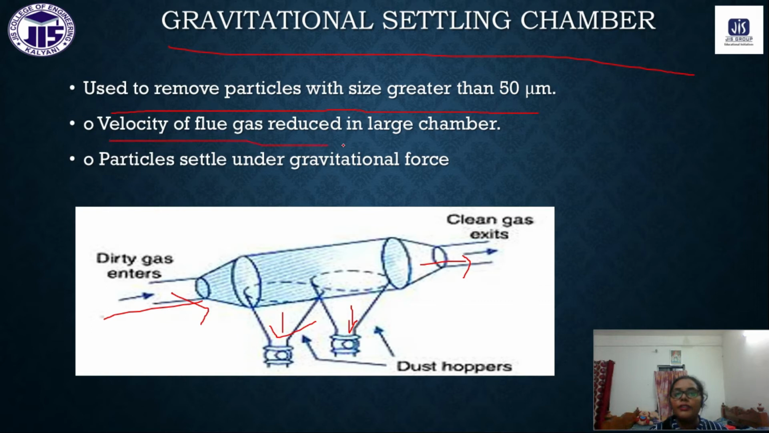The velocity of the flue gas is reduced in the large chamber. While the dirty gas enters this chamber, the velocity will decrease, so the particles have the chance to settle down. Whatever dust particles, the large particle pollutants we have, will settle down into the dust hopper. Particles settle under gravitational force; by using gravitational force, we can settle down all the pollutants.